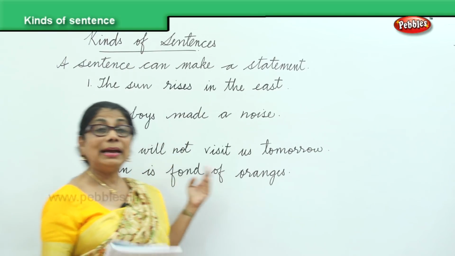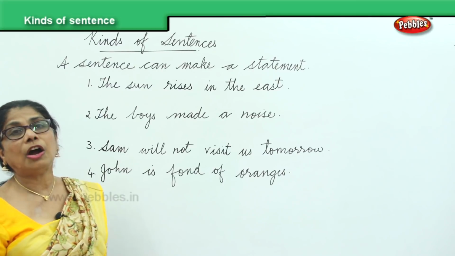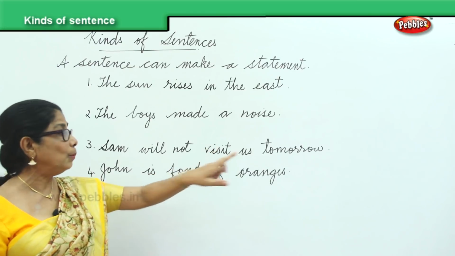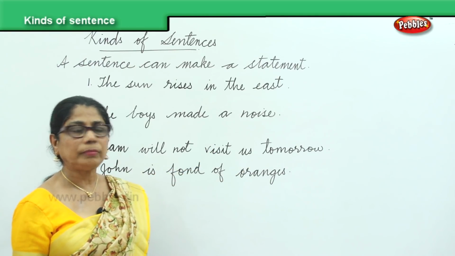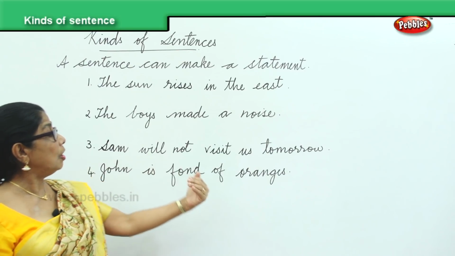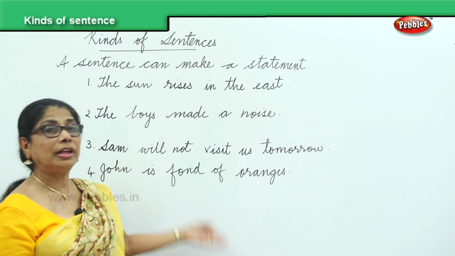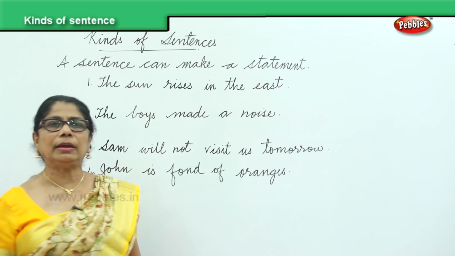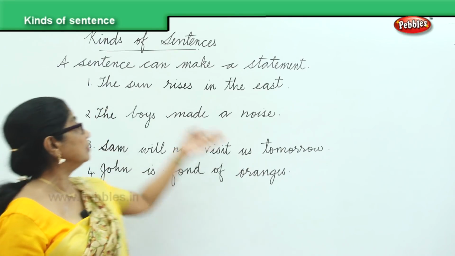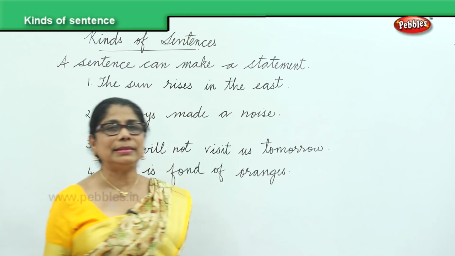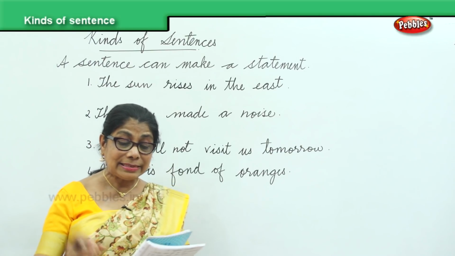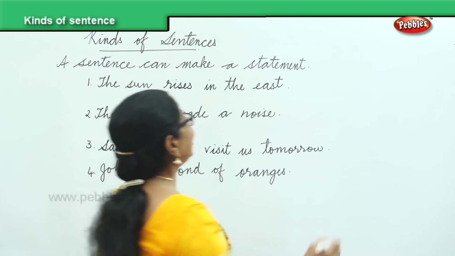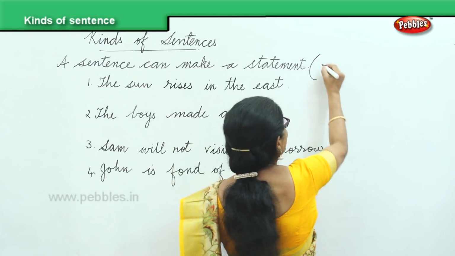Now, a declarative sentence can be positive or negative. I have a negative declarative sentence here: Sam will not visit us tomorrow. Or I can say, John is not fond of oranges. Negative declarative sentence. The boys did not make a noise. Negative declarative sentence. The sun does not rise in the east. So, a sentence that states or declares something is called a declarative sentence.